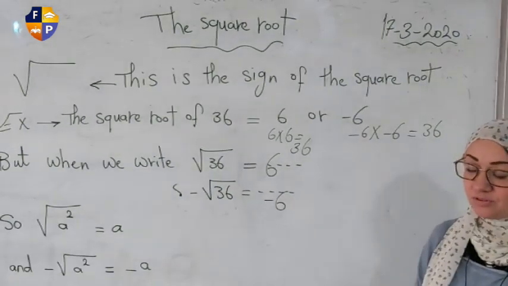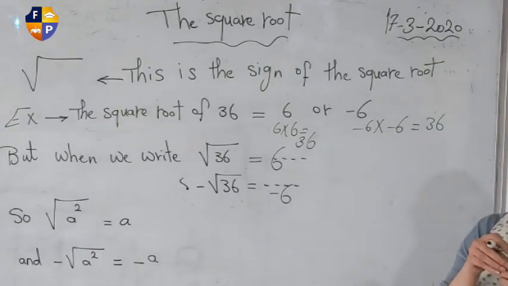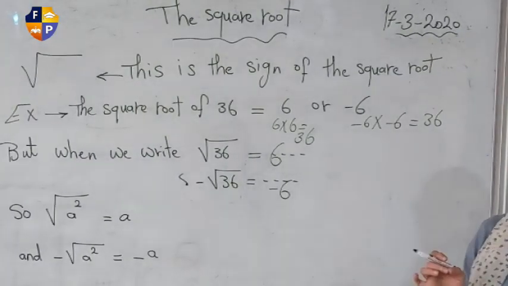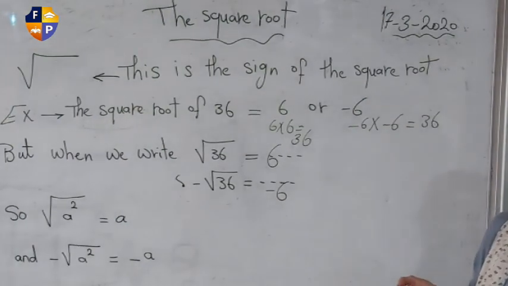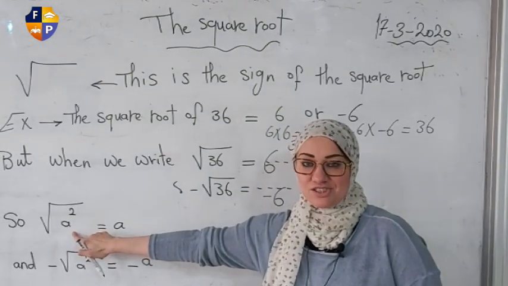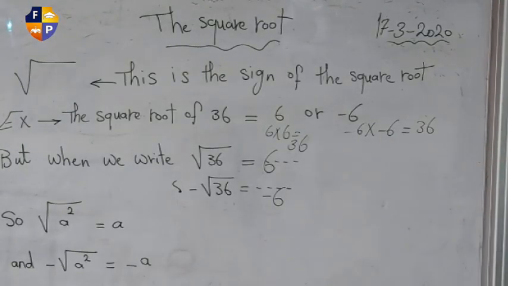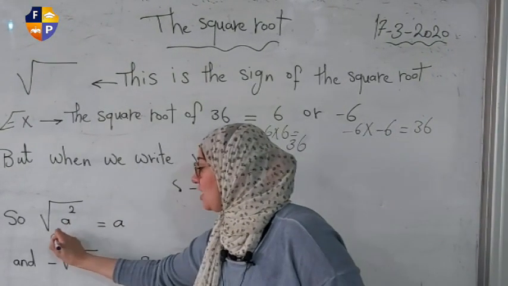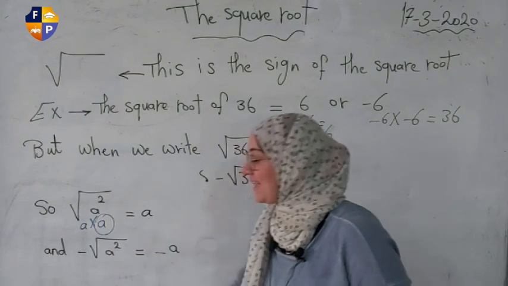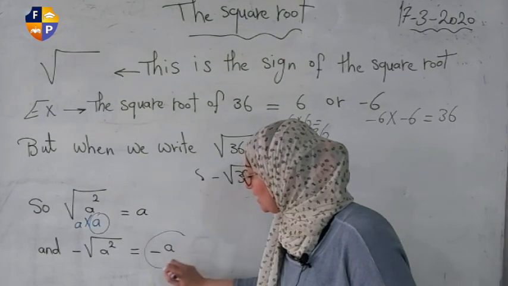Okay, it's very important. I know that when you write the number with the square root on the calculator, the result will appear immediately. But we must understand the concept of the square root. Because what shall we do when the number is given as a simple expression like this? The square root of a square. A square means a multiplied by a. So the square root of a square equals a. And the negative square root of a square equals negative a.